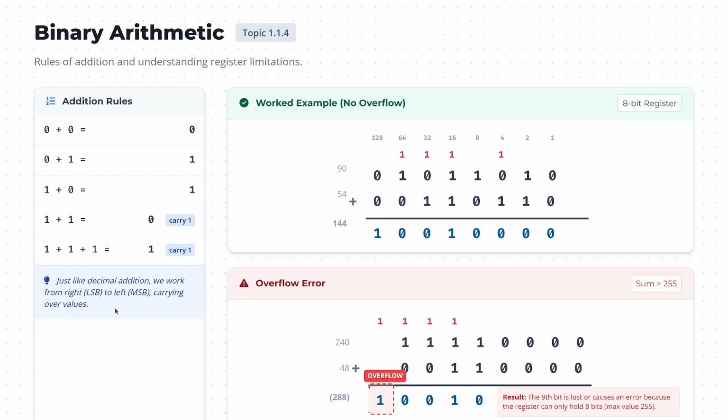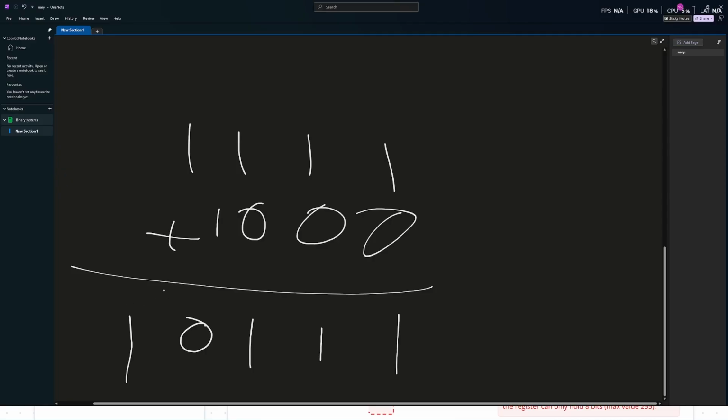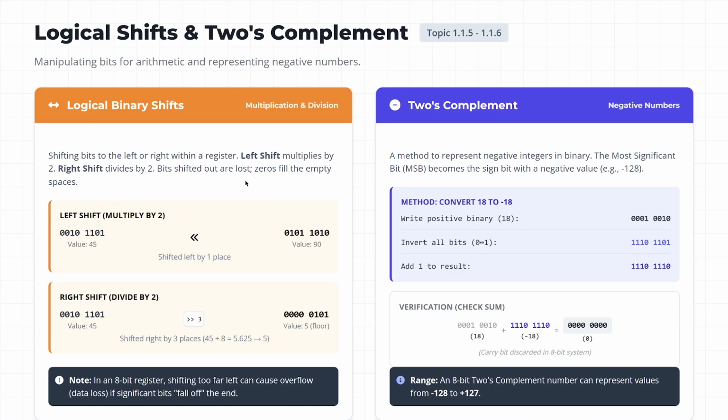Since the answer is only supposed to be 4 bits and this is holding 5 bits, this one here gets lost. So, left shifts and right shifts.